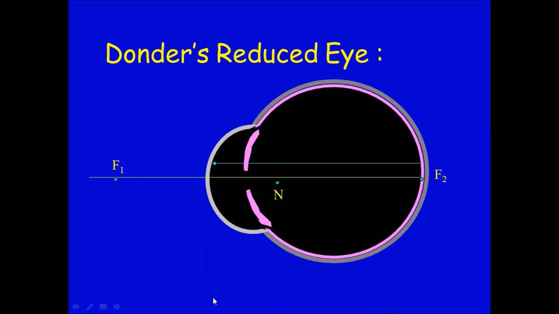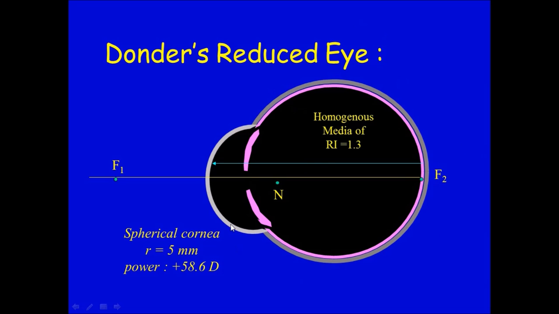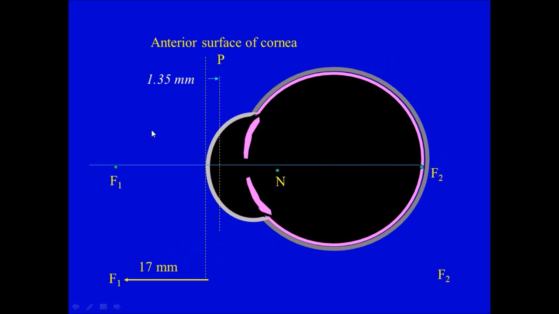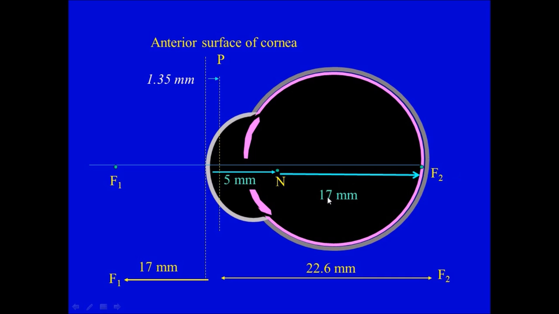We have another eye, we call it the Donder reduced eye, where the cornea is one spherical surface with a radius of curvature of 5 millimeters and has a power of 85.6. There is no lens, it's one homogeneous surface. The media inside this homogeneous medium has a refractive index of 1.3. F1 in the Donder's eye is 17 millimeters from the cornea, while F2 is 22.6 millimeters. We have only one principal plane, 1.35 behind the cornea, and the nodal point is 5 millimeters back from the anterior corneal surface, and from this nodal point to the retina is 17 millimeters.